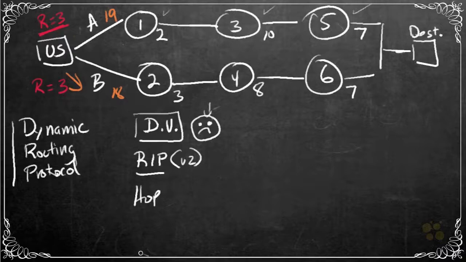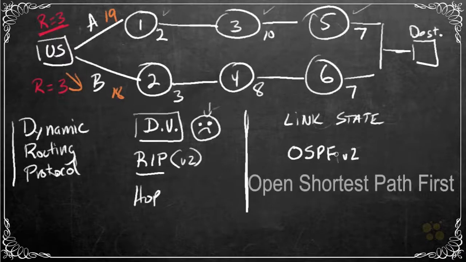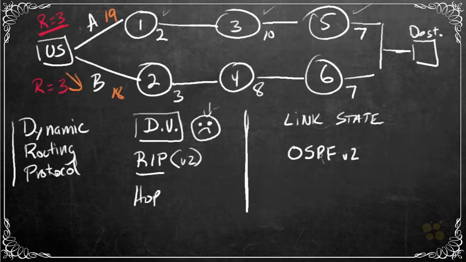So the next question might be, well, what's the other category that is hopefully a lot better than a distance vector routing protocol? And I will put a little line here. And the other family is referred to as link state, as in a link state routing protocol. And a really popular example of that is OSPF. And when OSPF is used for routing for IPv4 packets, it's referred to as version 2. So if you see OSPF by itself or OSPF version 2, they're referring to routing for IPv4. If you're looking at IPv6, they call that OSPF version 3.